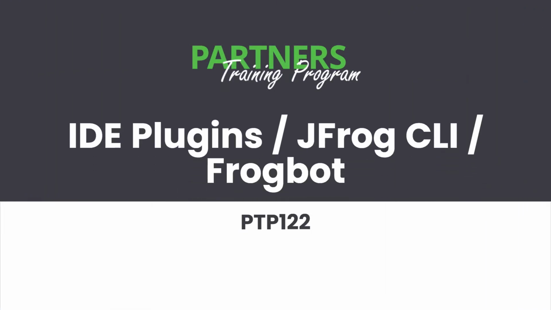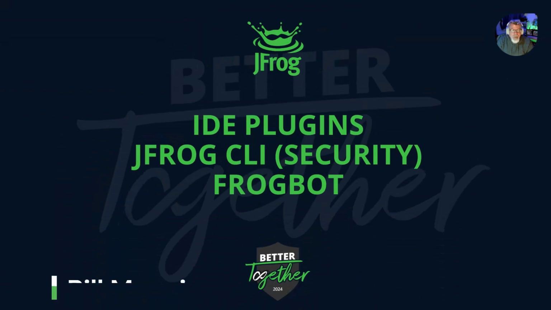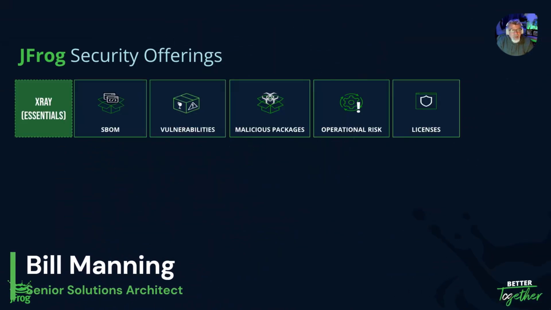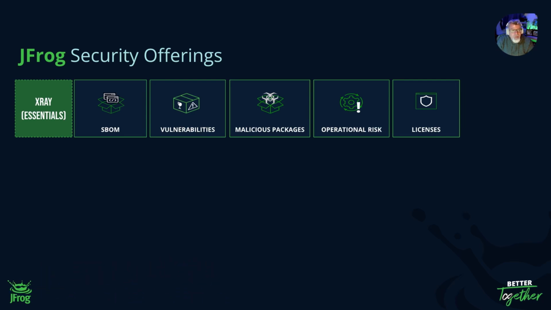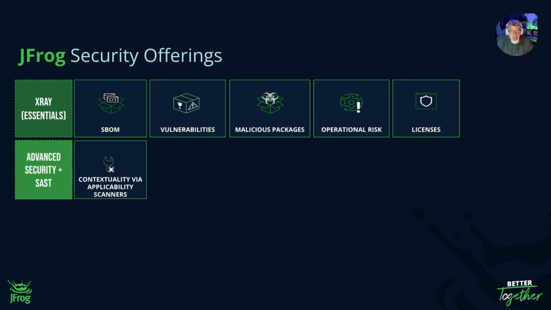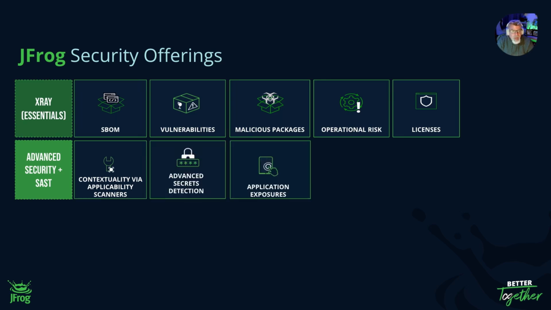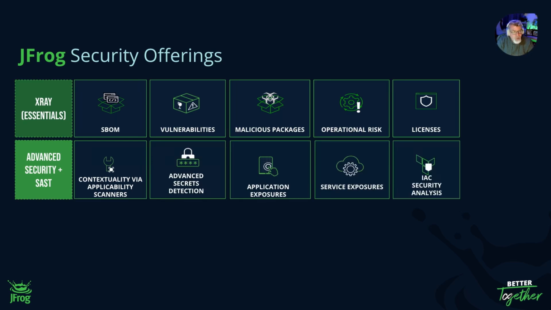IDE plugins, the JFrog CLI for security, and FrogBot. We've already discussed all the various offerings for the JFrog security platform when it comes to supply chain. We talked about software bill of materials. We talked about vulnerabilities. We talked about malicious packages and operational risk. We talked about licensing. We even talked about advanced security features in SAST. We talked about contextual analysis, advanced security detection, application exposures, service exposures, infrastructure as code analysis, and of course, SAST.